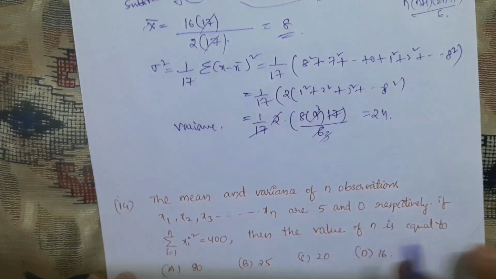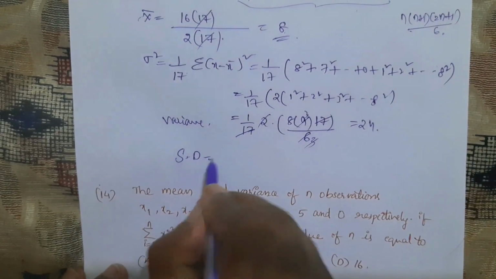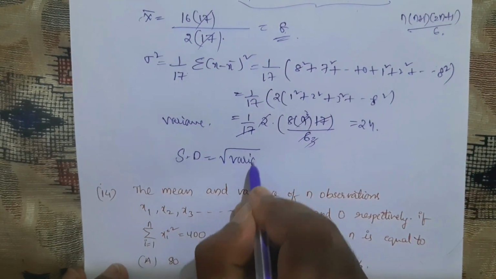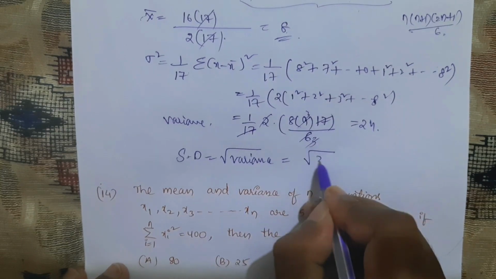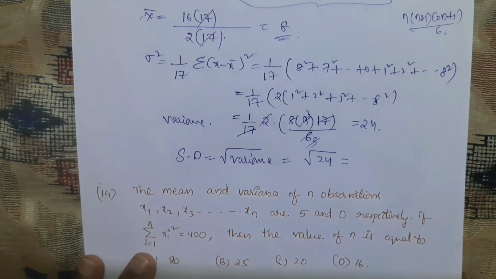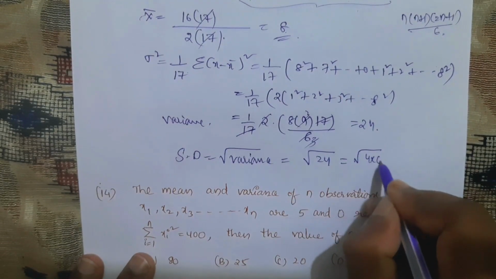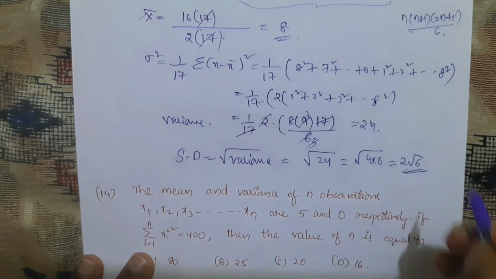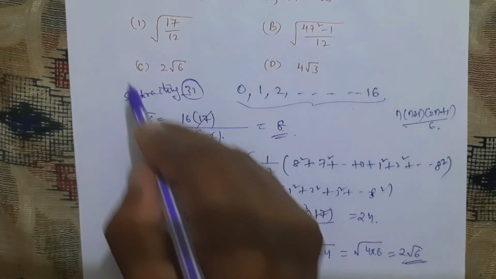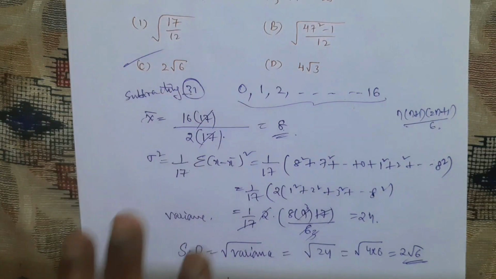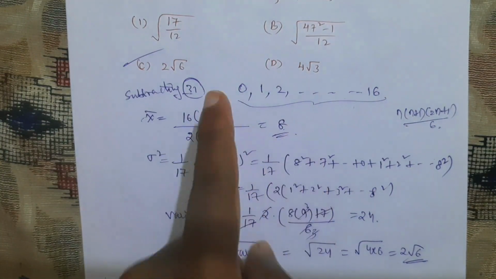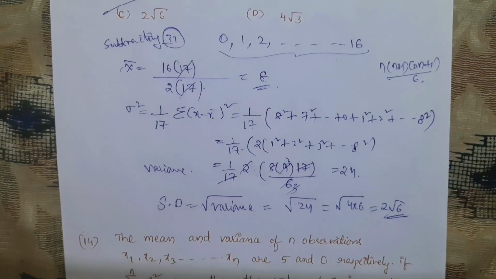Now we know how to find the standard deviation. What is standard deviation? Square root of variance. That means square root of 24, we can write it as square root of 4 into 6, that means 2 root 6. Option C. Like this we can simplify these numbers and find the standard deviation.